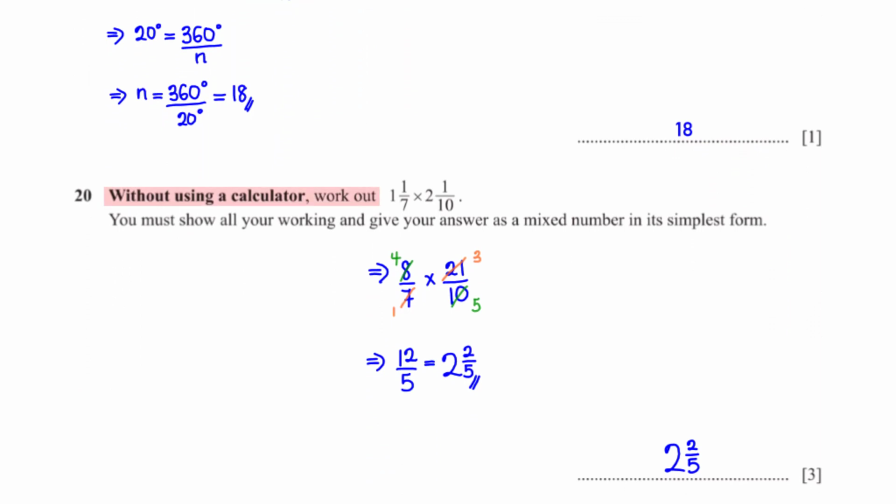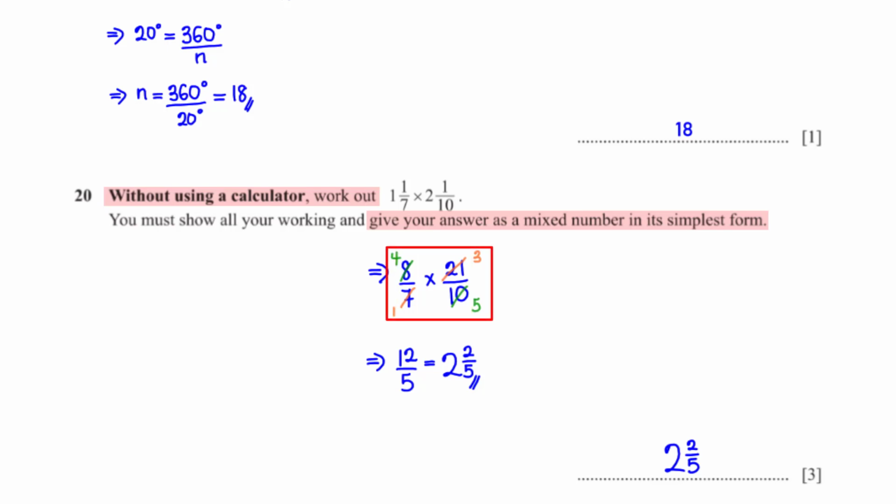Without using a calculator, work out 1 over 7 times 2 1 over 10. You must show all your working and give your answer as a mixed number in its simplest form. First, we need to convert the mixed fractions into improper fractions. For 1 over 7, 7 times 1 plus 1 is 8, divided by 7. For 2 1 over 10, 10 times 2 plus 1 is 21, divided by 10.